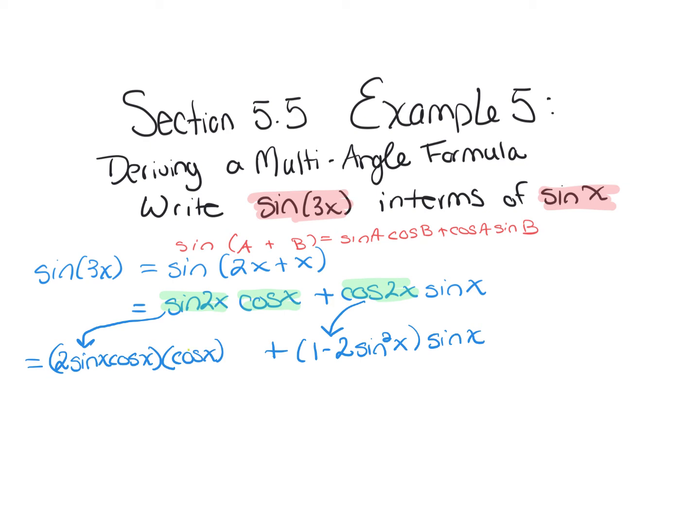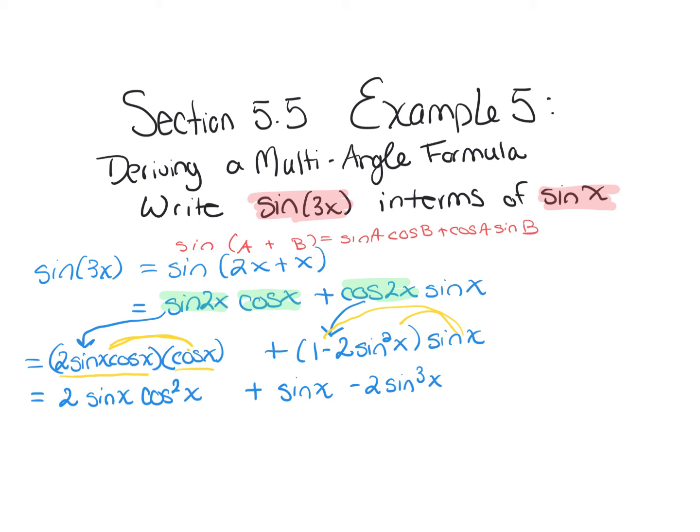What I'm now going to do is distribute or multiply together. So this cosine is multiplied by this whole thing. And a cosine times a cosine here is going to make a cosine squared. So this is equal to 2 sine x cosine squared x plus, I'm going to distribute the sine into the parentheses. I'm going to get sine x minus 2 sine cubed x, because a sine squared times another sine is a sine cubed.